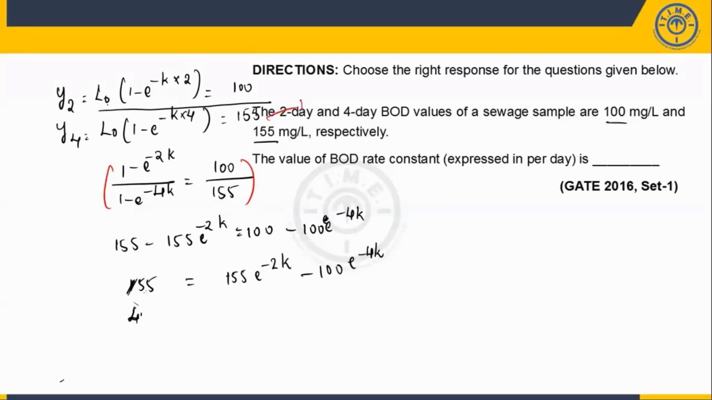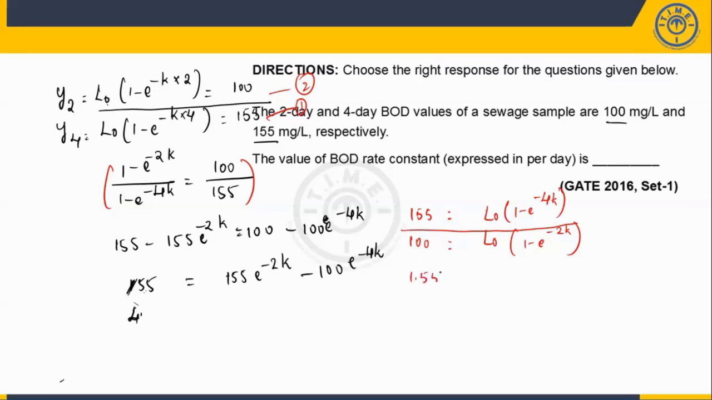Let's take it as equation 1 and equation 2. Equation 1 is 155 equal to L naught into 1 minus e power minus 4k. And equation 2 is 100 equal to L naught into 1 minus e power minus 2k. Now 155 by 100 is 1.55, that is 1 minus e power minus 4k upon 1 minus e power minus 2k. Is it clear?